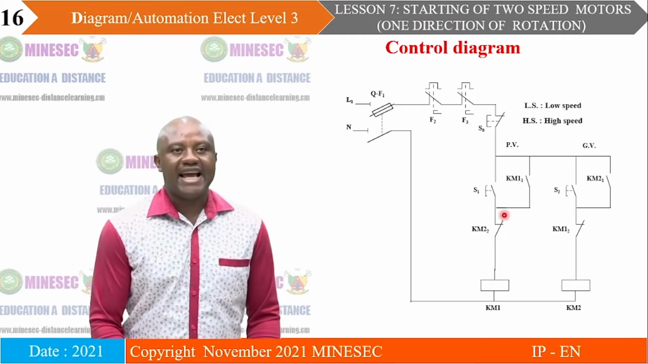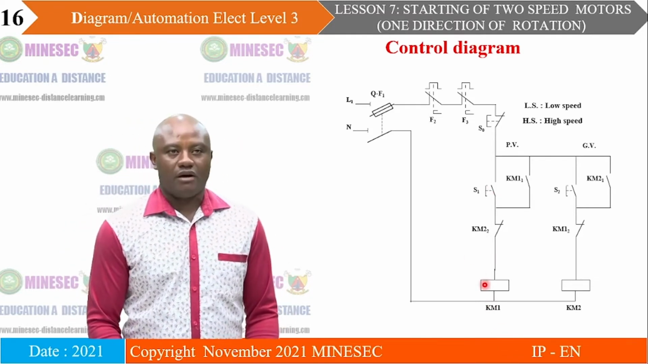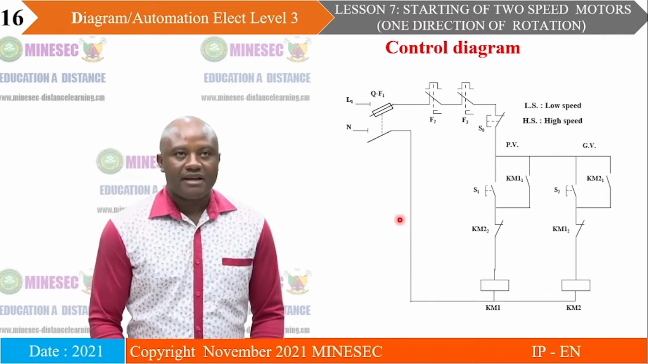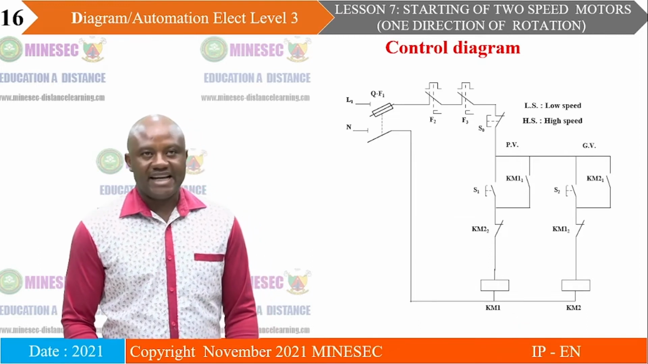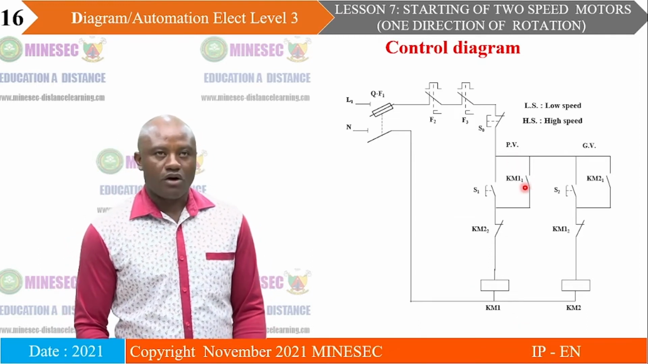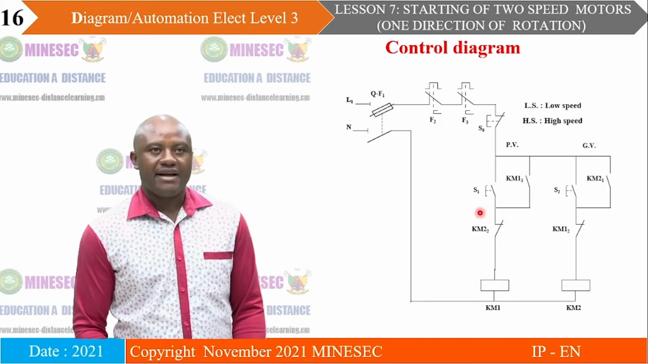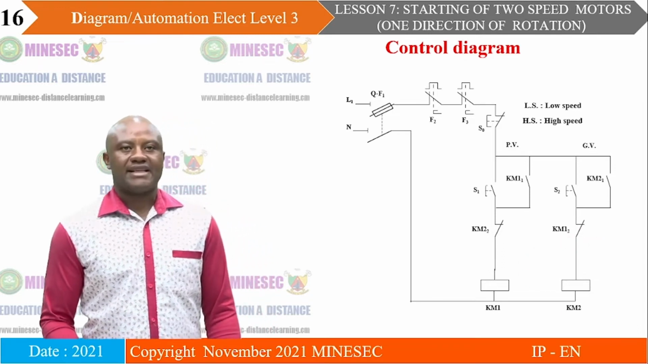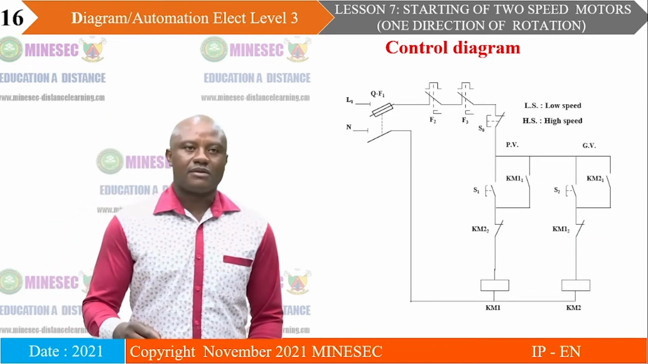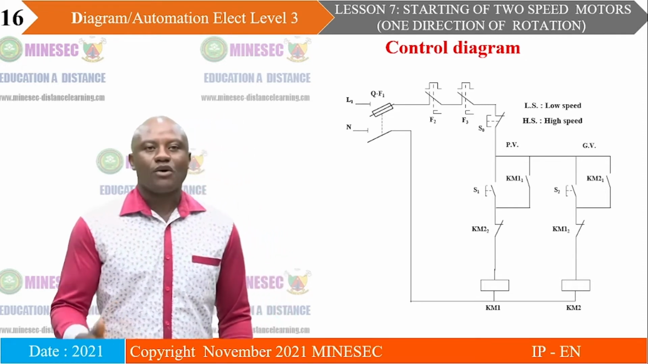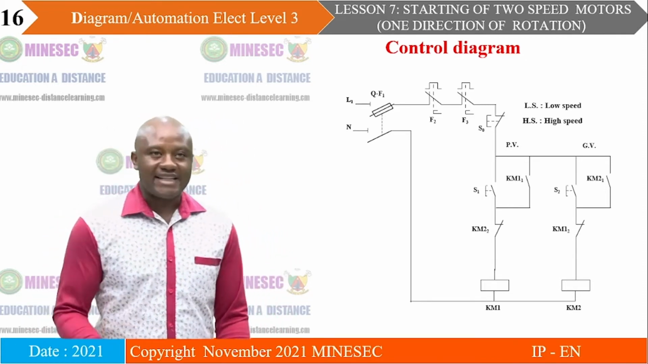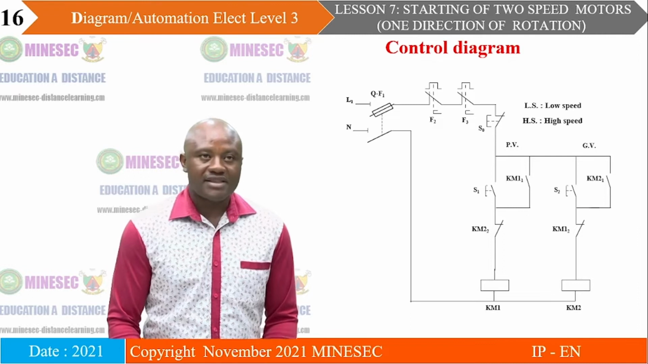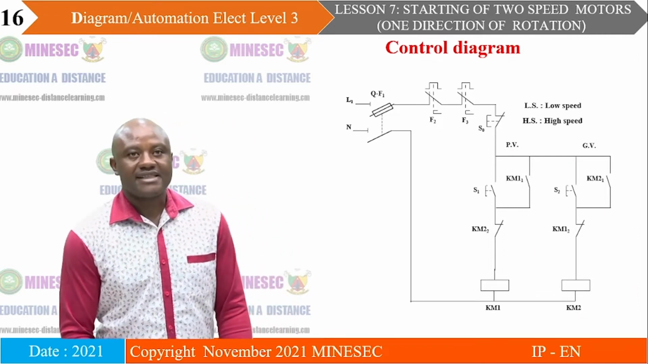By pressing S1, you energize the coil of contactor KM1 to start the motor in low speed. When contactor KM1 energizes, it closes its hold-on contact KM11 and opens KM12. That's the electrical interlock, so that while contactor KM1 is working, contactor KM2 should not also start. That's why we have these contacts, so that the two should not work simultaneously, meaning at the same time.